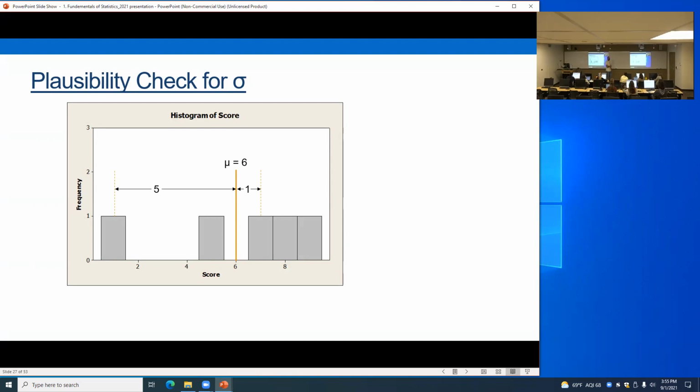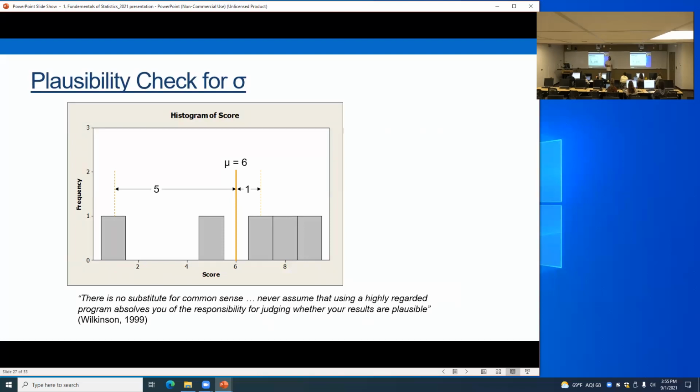I don't know what the actual standard deviation here is, but that Wilkinson paper, I think, is probably one of the best papers I've ever read. They say there's no substitute for common sense. Just because I've got a program doesn't absolve me of the responsibility of asking, have I done this correctly? I'll tell you what happens to me all the time. In SPSS, and we'll talk about this, I don't like missing values, because sometimes people will miss things.